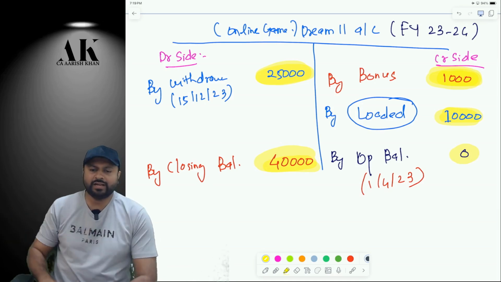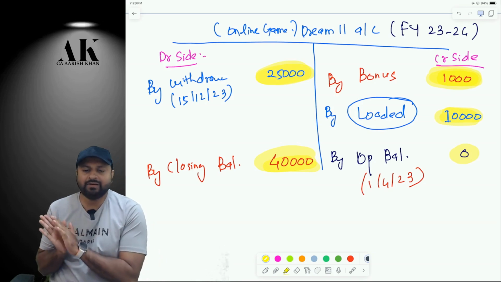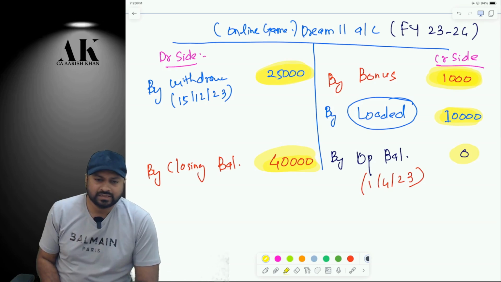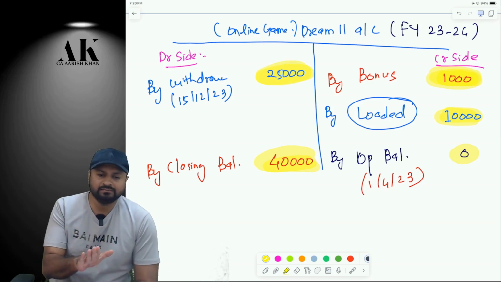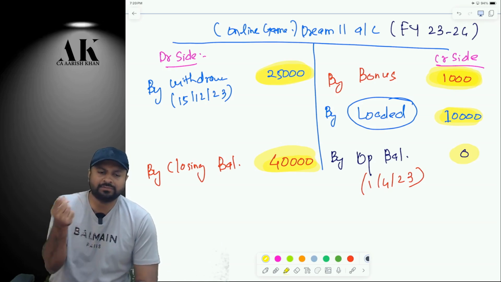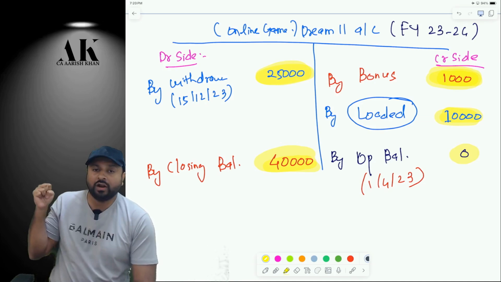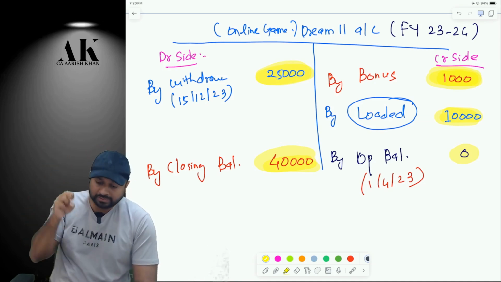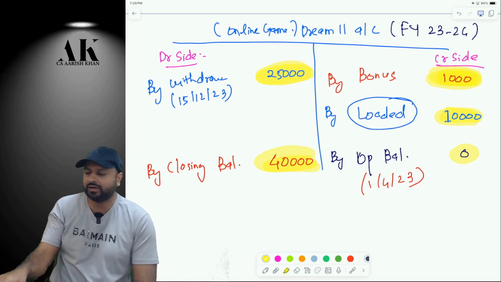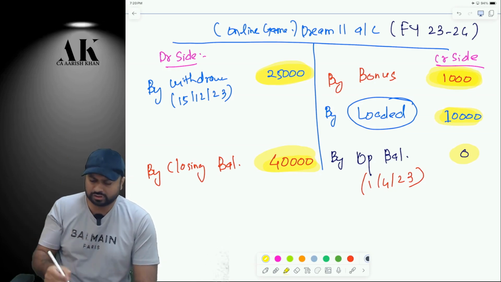That is my winnings only, right? I have applied how much to win? 10,000 from my pocket, 1,000 as a bonus. Correct or not? But when it comes to withdrawal, I'm withdrawing 25,000 rupees, and there is a closing balance of 40,000. Obviously, the difference between the two is your winnings.